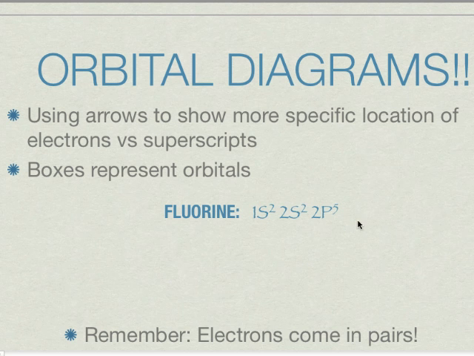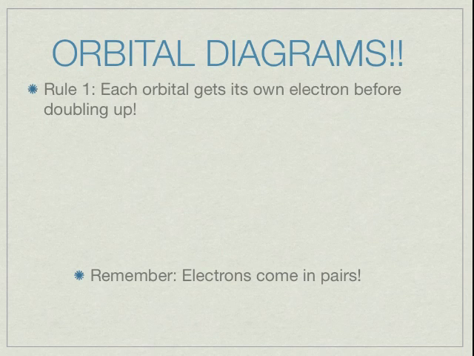What in the world did we just do? First rule, each orbital gets its own electron before doubling up. So if we had a p orbital, there's 3 of them in there. So each of the 3 orbitals will have 1 electron before you go back and put a second electron into each orbital. This rule only applies to p, d, and f sublevels, because the s sublevel only has 1 orbital.